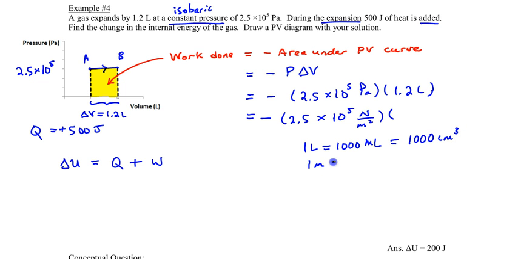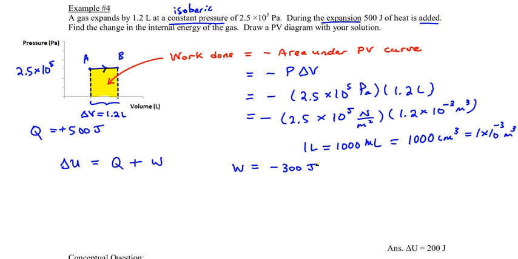Since in 1 meter we have 100 centimeters, in 1 meter cubed we have 100 times 100 times 100 centimeters cubed. So we'll find that this is equivalent to 1,000 divided by 1,000,000, which is 10 to the power of -3 meters cubed. So 1.2 liters is really 1.2 times 10 to the power of -3 meters cubed. And that will give you an answer of the work being equal to -300 joules.